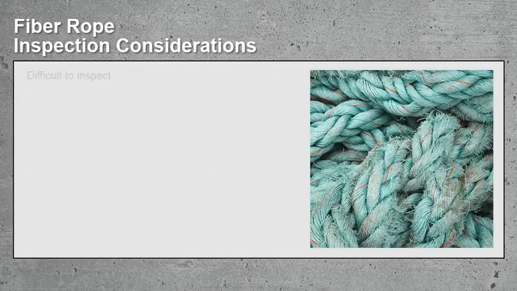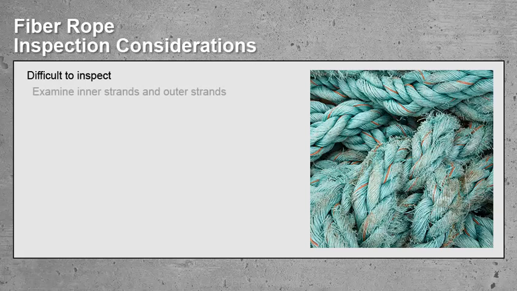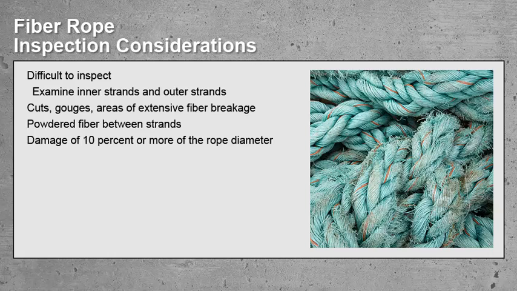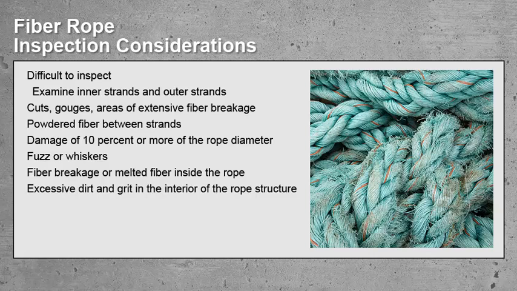This type of sling can be very difficult to inspect, as you will need to examine the inner strands as well as the outer strands. Considerations while inspecting this sling include cuts, gouges, and areas of extensive fiber breakage. Visible powdered fiber between the strands would be an indication of inner strand abrasions. Look for damage of 10% or more of the rope diameter, and look for fuzz, whiskers, fiber breakage, melted fibers, excessive dirt or grit, and check the interior for any foreign matter.